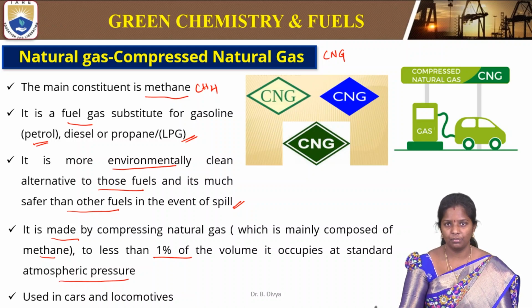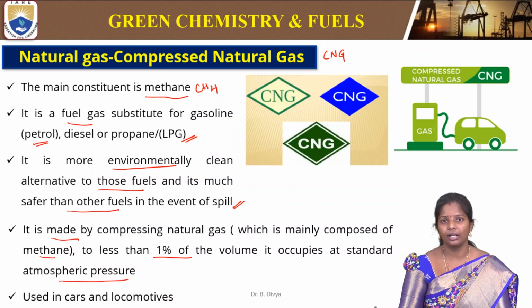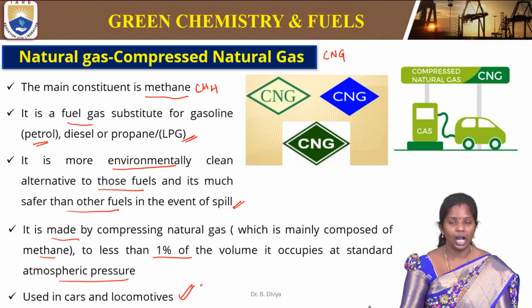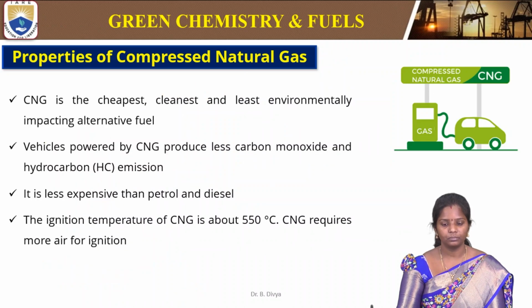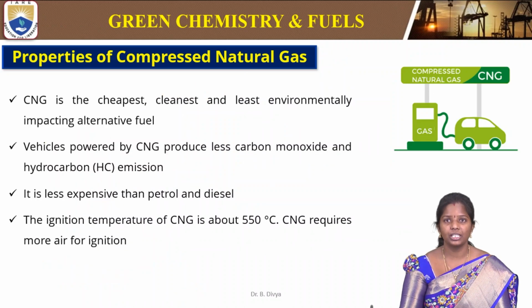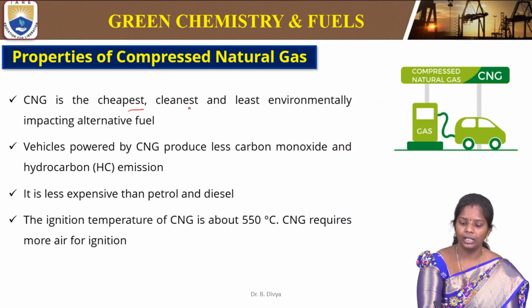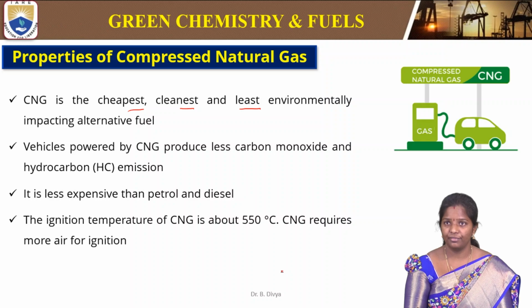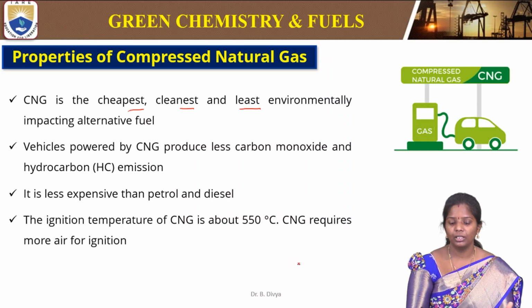So the STP conditions are standard conditions during operations and most widely used in cars and locomotives. What are the properties of CNG? It is the cheapest, cleanest and least environmentally impacting alternative fuel. Impacting is nothing but pollution. So it is the least polluting fuel that is used in automobiles.